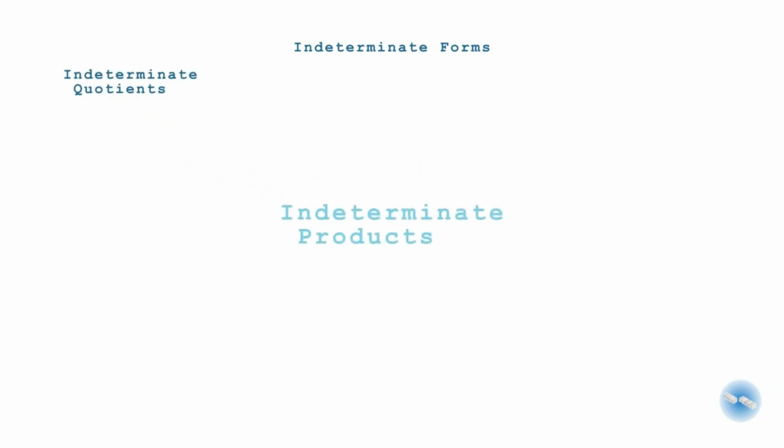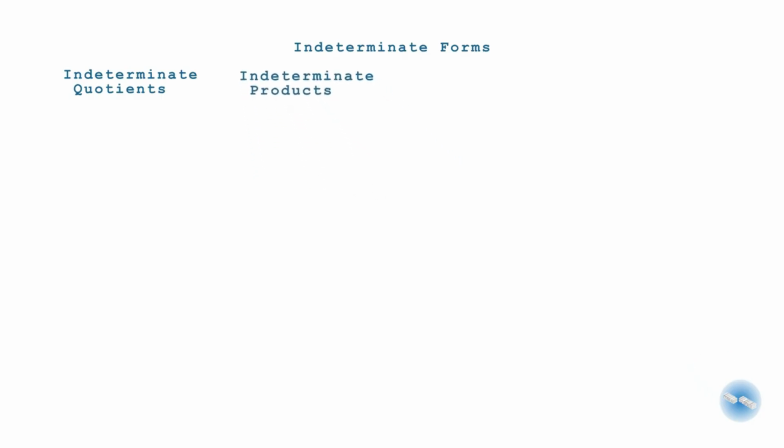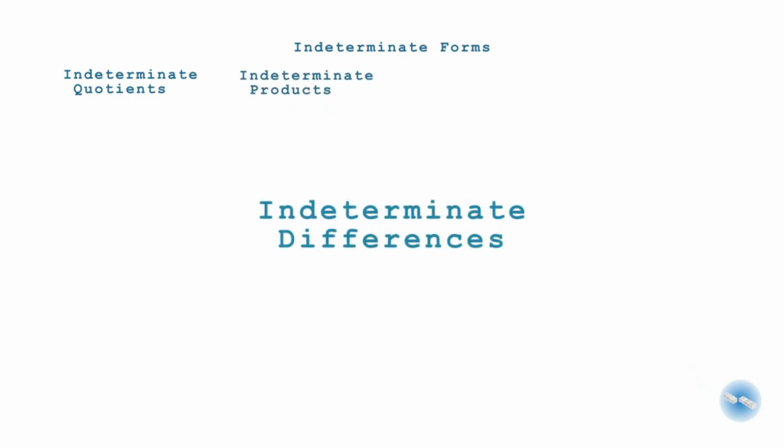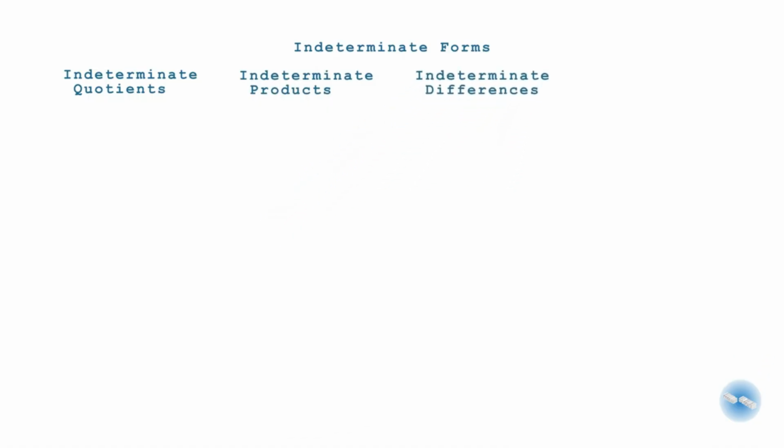Indeterminate forms are mathematical expressions that do not have a clear mathematical value. These usually arise in calculus when evaluating limits. The most common indeterminate forms include the following: the indeterminate quotients, indeterminate differences, indeterminate products, indeterminate powers.